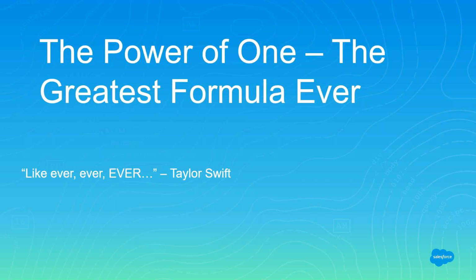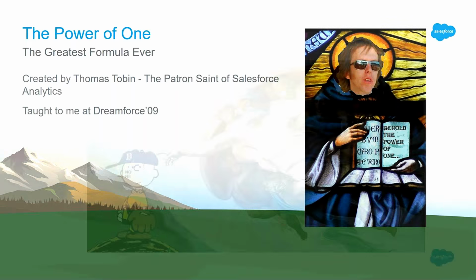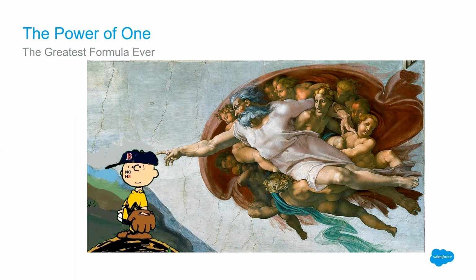But I really want to show you what I consider to be the greatest formula ever written, and it wasn't written by me. It was written by a guy named Tom Tobin, who used to be an analytics product manager for Salesforce. I was at my first Dreamforce back in 2009, at a hands-on workshop, and he showed this formula, and my jaw hit the floor. I was blown away. And I think actually someone captured the moment where I learned the power of one from Tom. So I'm going to quickly walk through the formula.